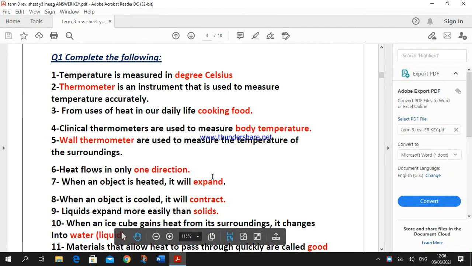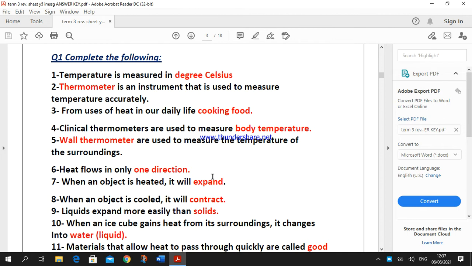Grade 5 today. Let's start the revision sheet of term 3. Okay? Number 1. Question 1, complete the following. Number 1, temperature is measured in degree Celsius. Okay? So the measuring unit of temperature is degree Celsius.